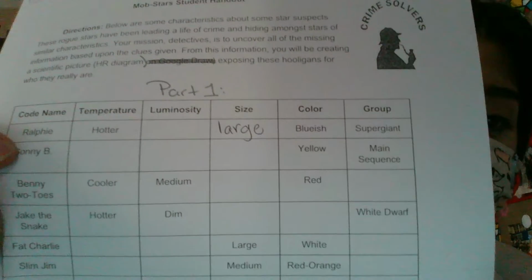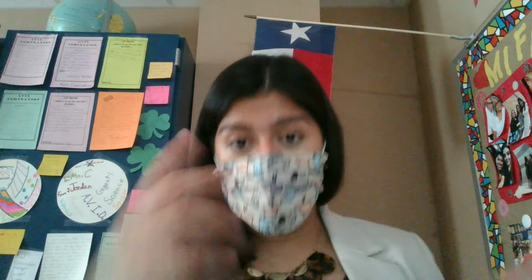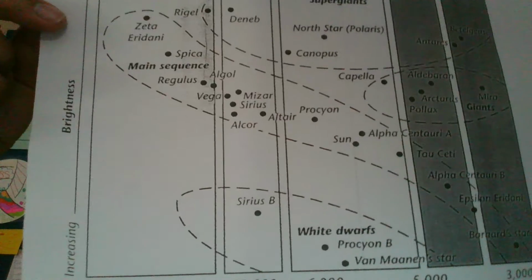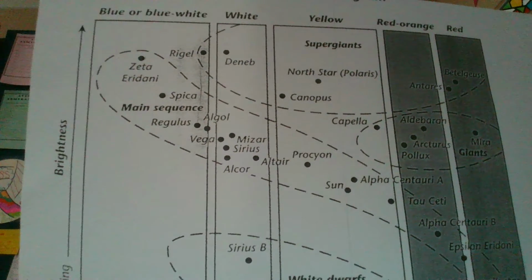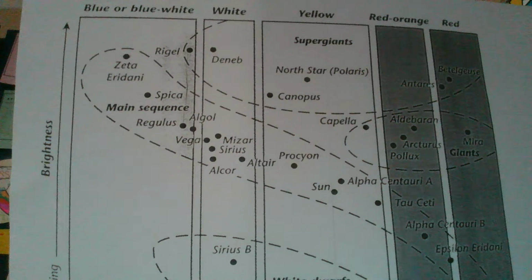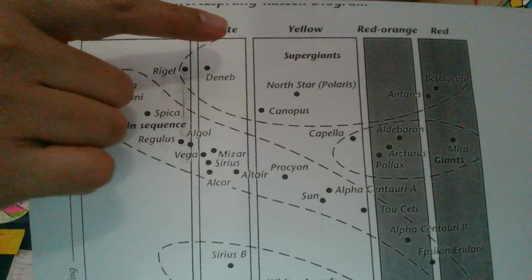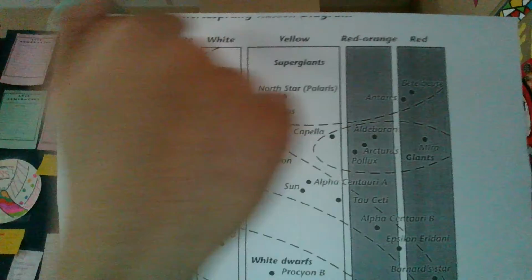Now we're missing luminosity. We know it's hot. So let's look at our HR diagram. Hot's right here. We know it's bluish and a super giant, so it's going to be in this region. Luminosity, guess what? Any giants, super giants are at the very top. They're going to be bright. So for luminosity, I'm going to write bright.